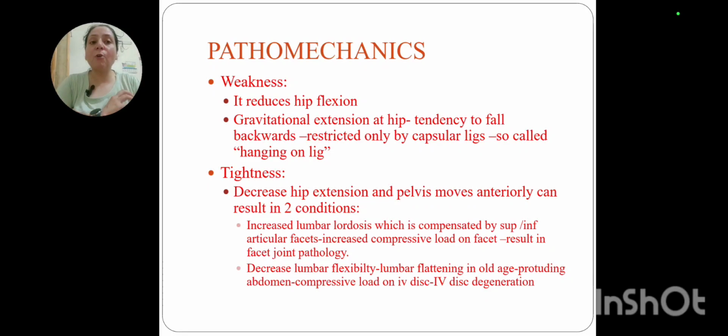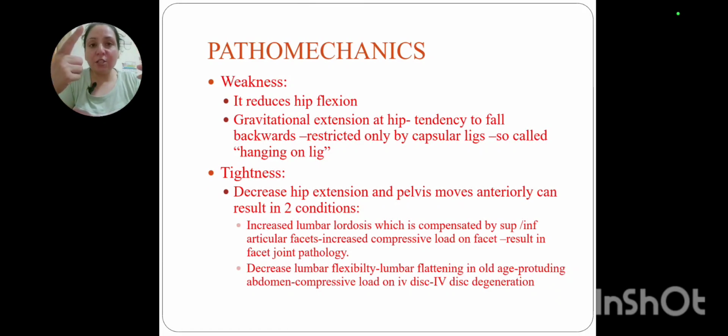Here it is because hip extension is restricted by the capsular ligaments, which are called the iliofemoral ligaments. In cases of spinal cord injury, you find the person is in posterior tilt itself, in hip extension itself, because the hip flexor muscles are not acting, that is, the iliacus is not acting. That is why you see the person in posterior pelvic tilt at hip extension. Now if there is tightness of the muscle, you know that there will be a decrease in hip extension, and the pelvis will move anteriorly.